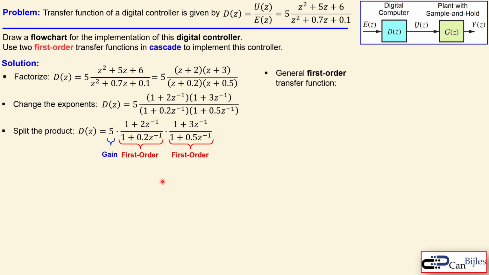So we can say the general first order transfer function that was discussed in example number 1 is given by this expression. We see the 3 parameters, a0, a1 and b1. Now we will need to use this in this stage and also in this stage. So for the first and the second stage.